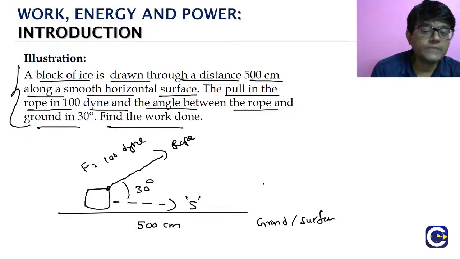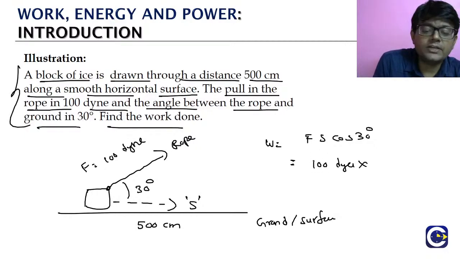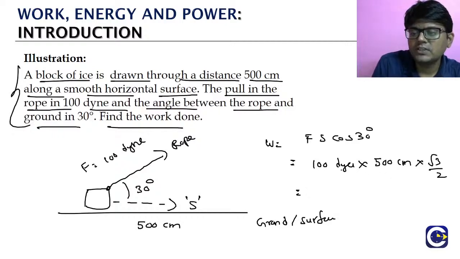Okay, now we have to find the work done. What is the straight formula? F into S into cos theta. What is the theta here? 30. So F is 100 dyne, S is 500 centimeter, into cos 30. What is cos 30? It is root 3 by 2. So check it, what do we have?